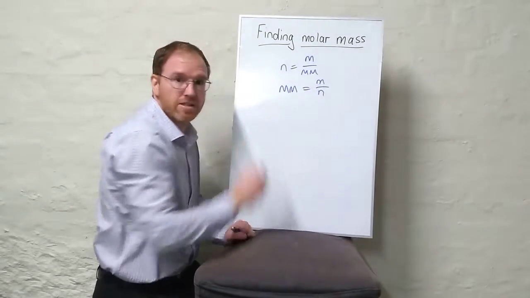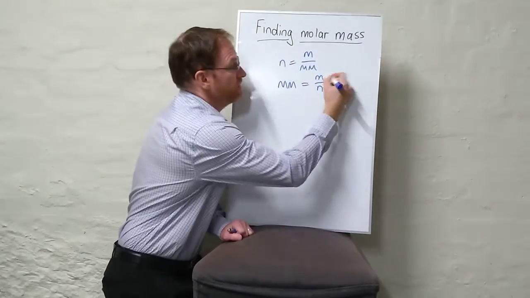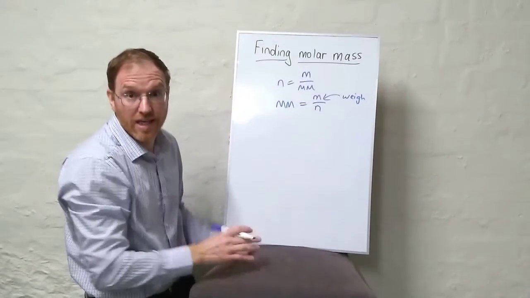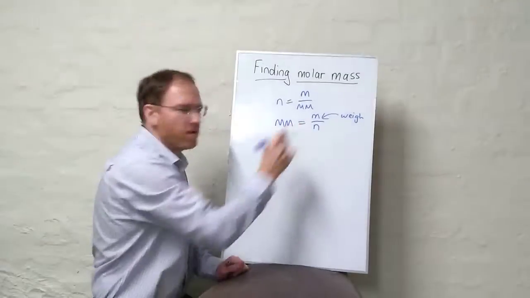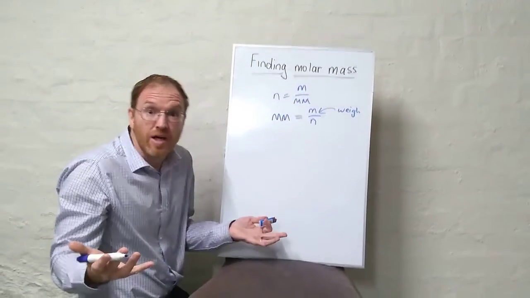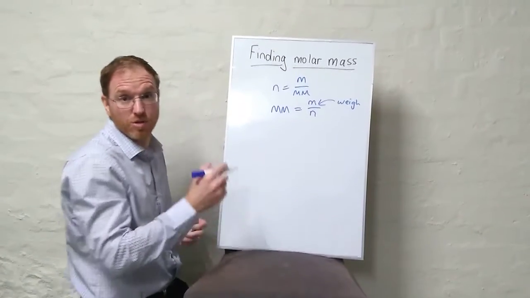To work out the molar mass, I just need to know the mass and I need to know the number of moles. So how do I find those? That's easy. I just weigh it and I can get the mass. But how do I find the number of moles? Like butane gas, a piece of iron, how do I know how many particles are in there? Well, there's a little trick that makes it possible to do this.